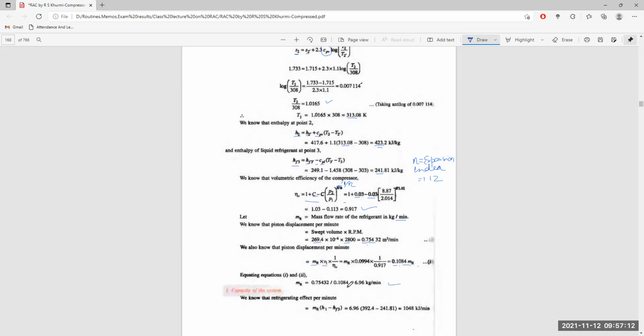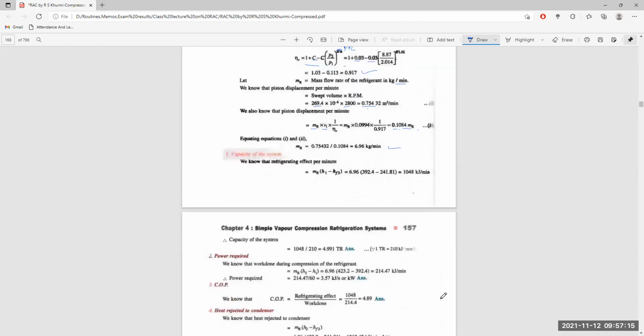Then what is the capacity of the system? We know the refrigerating effect is the mass flow rate of the refrigerant multiplied by H1 minus H4, or H1 minus HF3: the enthalpy of the refrigerant at the outlet of the evaporator and the enthalpy at the inlet of the evaporator, multiplied by the mass flow. We got the mass flow and we already know H1 and HF3. The refrigerating effect is equal to 1.48 kilojoule per minute. The capacity of this system in tons is found by dividing by 210 kilojoule per minute, which is equal to 4.91 ton.